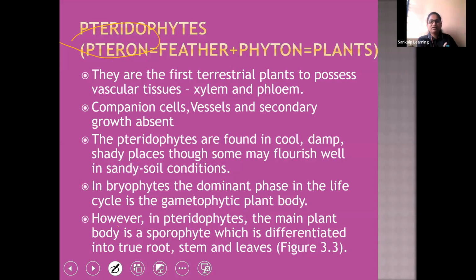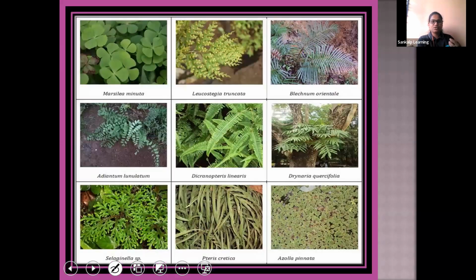That's it. Here, the main plant body is the sporophyte. But in the bryophyte, the main plant body was the gametophyte. In the sporophyte, you can see true root, stem, as well as leaves. Okay, next. These are a few pteridophytes which you can see in your surroundings. Marsilea, some of us eat that. You can see it in gardens at home. Leucostegia truncata, Blechnum orientale, Adiantum lunulatum, Dicranopteris linearis, Selaginella species, Pteris, Azolla pinnata.